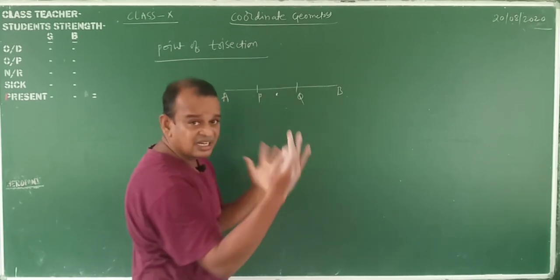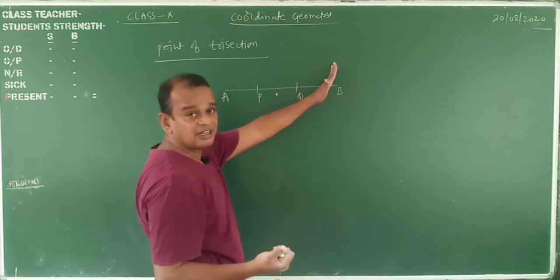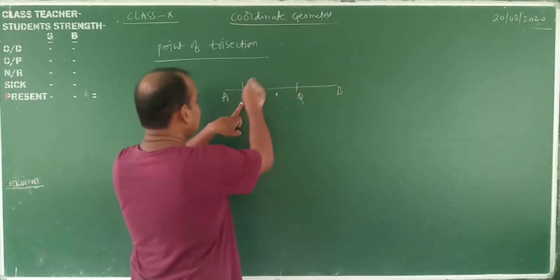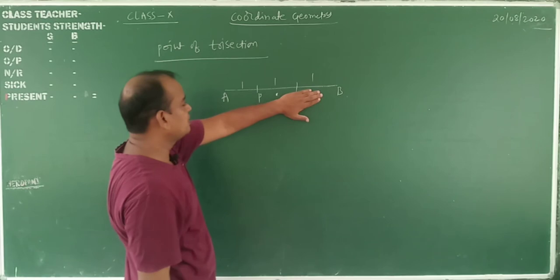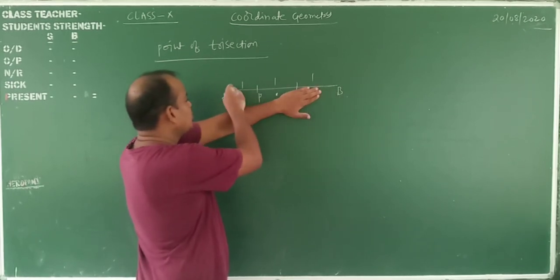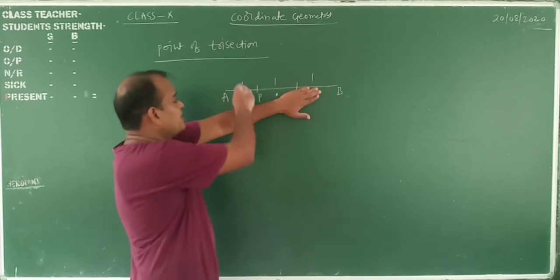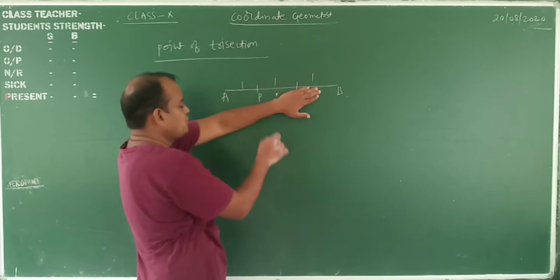Trisection. Section means divisions. How many? 3. 1, 2, 3. Equal. First of all, here 1, here 1, here 1. But close this one. P divides AB in the ratio: here to here the distance is 1, here to here the distance is 2. The P divides the line segment AB in the ratio 1:2.